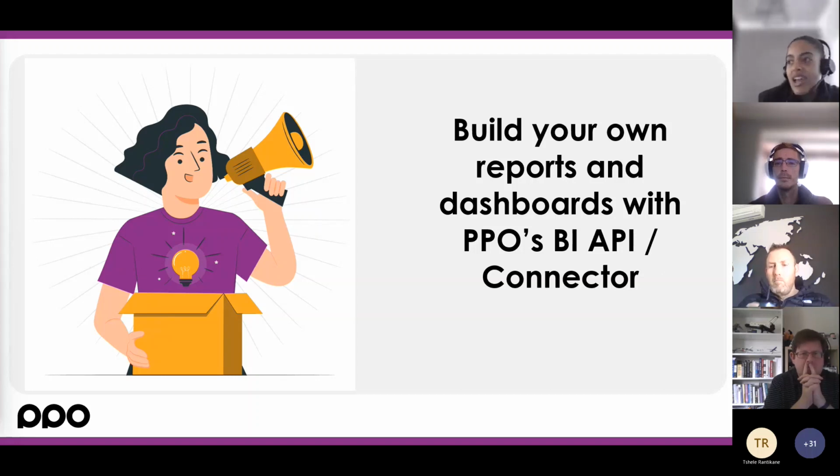Feature demo. This is a long-awaited feature for our non-technical PPO users to build their own PPO reports and dashboards through what we're calling our BI API, or more simply, our BI connector. This feature allows you to connect your PPO data to your BI reporting tool of choice. That tool can be something as easy as Excel, or other tools like Tableau, Power BI or Qlik, or one of those that you might already be using in your organization.